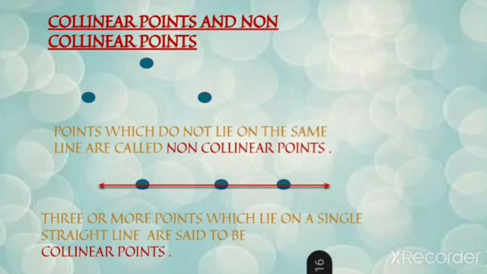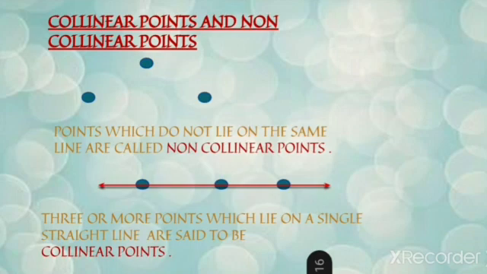You can try this in your rough book. Draw 3 points at 3 corners of the page and then try to draw a single line which will pass through all the 3 points. Can you draw a line? No. Such points are called as non-collinear points.